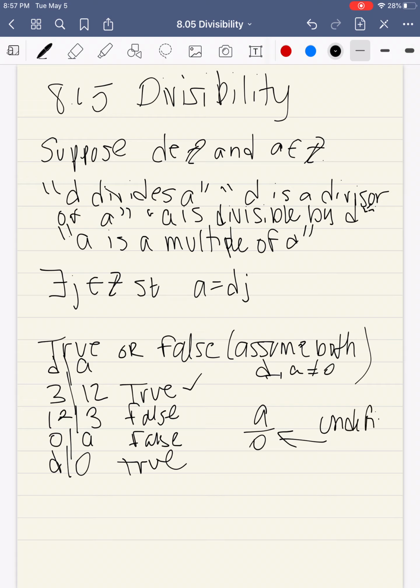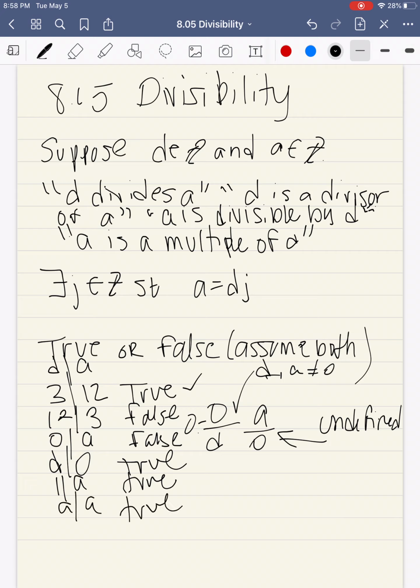And we know that that's not good. We don't want undefined. But if I had 0 over d, that's fine. That's just equal to 0, which I know is an integer. So it's not a big deal. So this one is true. If we have 1 divides a, that is true. And a divides a, that is also a true statement. So the big issues here are when we have a value that's going to give us a decimal and a value that is undefined.